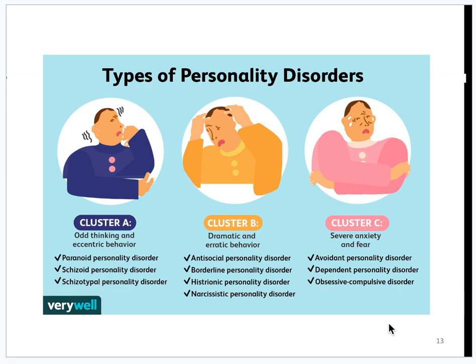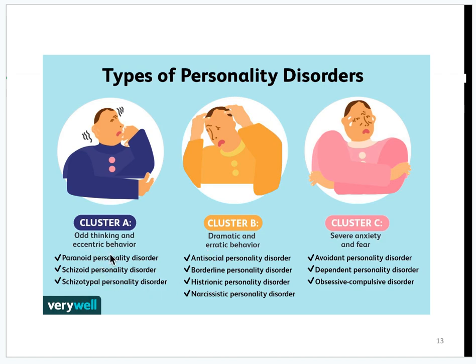And then finally, cluster C, severe anxiety and fear. You may know less about this cluster. It includes obsessive compulsive disorder, dependent personality, and avoidant personality disorder.